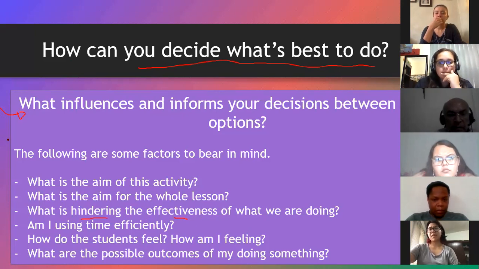Teacher, what does hindering mean? Hindering is something that affects or doesn't let something happen. So what do you think?